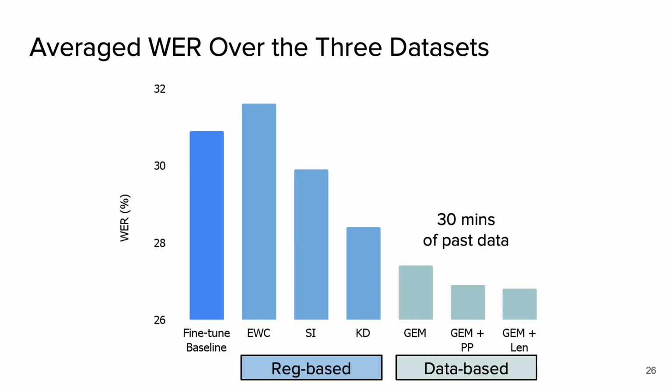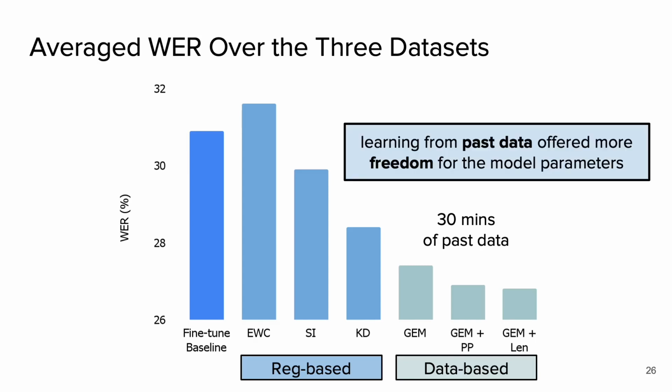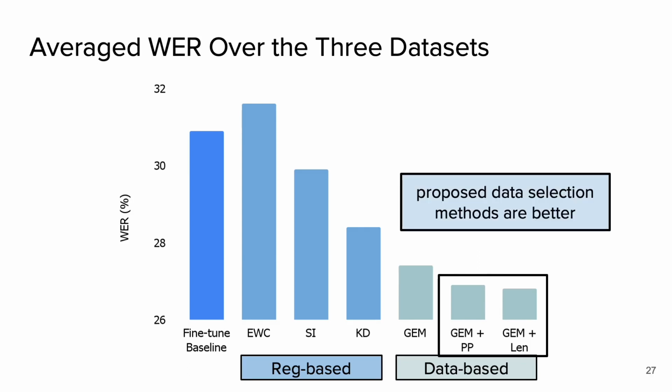Next, with 30 minutes of past data preserved, data-based methods provided even better performance. The results show that learning from the past data offered more freedom for the model parameters to learn sequentially. Also, the proposed data selection methods are better than the original random selection.